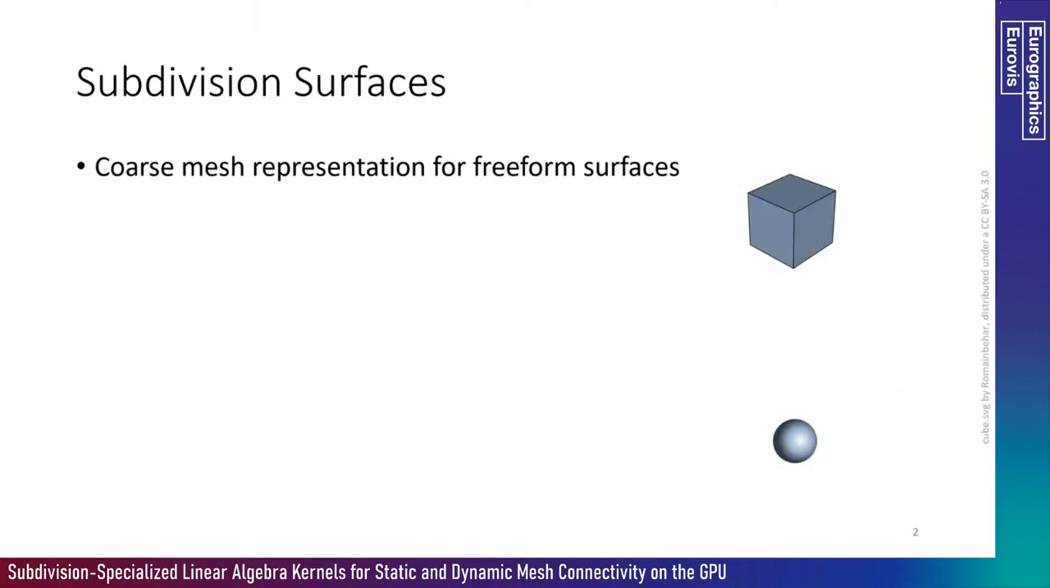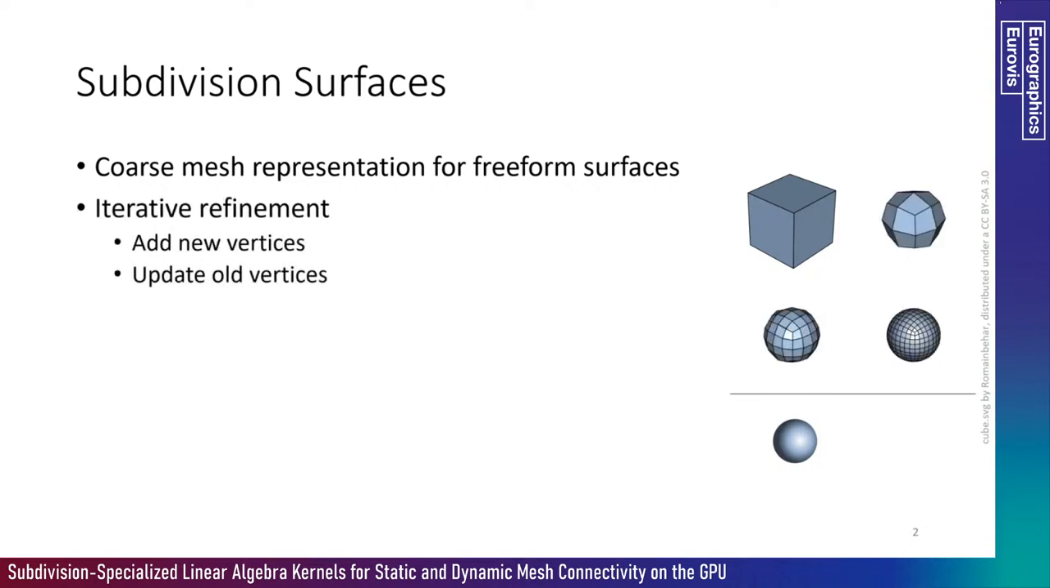Mesh subdivision lets us represent smooth freeform surfaces as coarse control meshes, which are evaluated using iterative refinement, where new vertices are added to the mesh and existing ones are updated. Subdivision surfaces were already introduced in the 70s through the concerted effort of several pioneering researchers. In 97, they were first used by Pixar in an animation movie called Geri's Game, which sparked a rapid increase in popularity of subdivision surfaces.